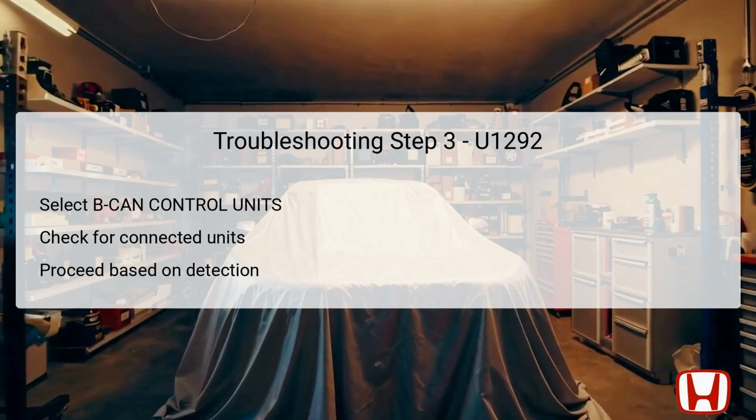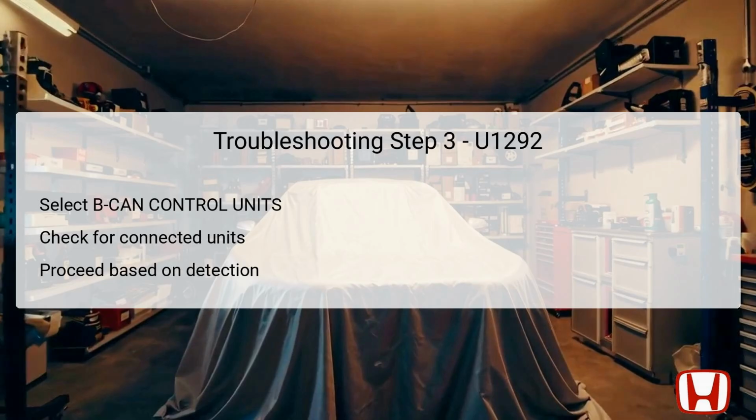The next troubleshooting step involves navigating to the Body Electrical System Select menu on the HDS, specifically selecting the B-CAN control unit's information. This selection allows you to determine if the rear junction unit is properly detected. The B-CAN, Body Controller Area Network, is a communication network in the vehicle that connects various body control units. If the rear junction unit is detected, it indicates that the communication lines are functional, and the issue might lie elsewhere.